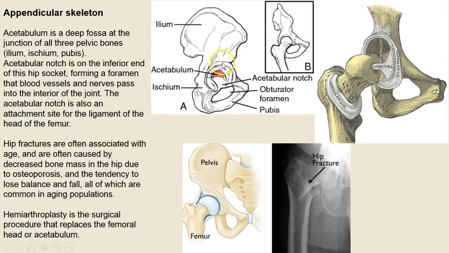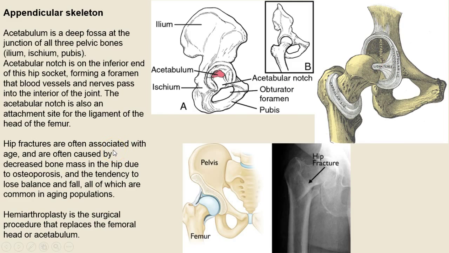Acetabulum, that's the hip socket we looked at in the video. There's a notch on the inferior end, which is below, where blood vessels and nerves are going to pass. And there's also an attachment site for the head of the femur here. I like this picture here because I'm not going to ask you to memorize all this here. We'll look at it later. But it's such a beautiful joint.